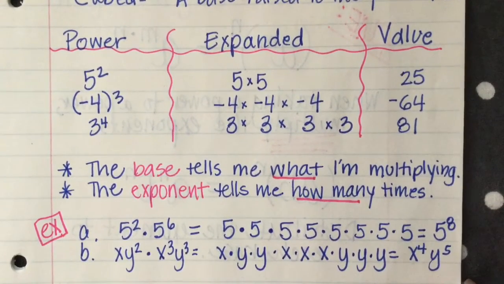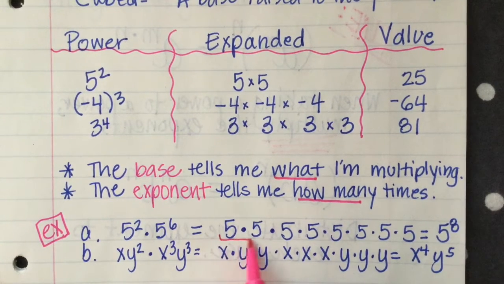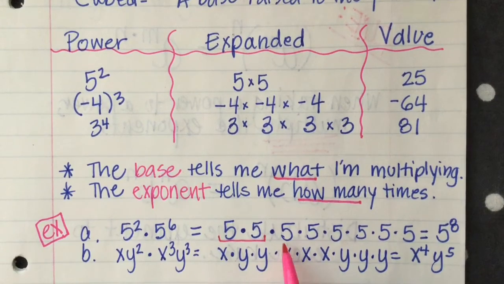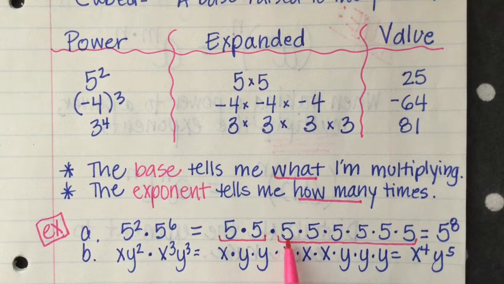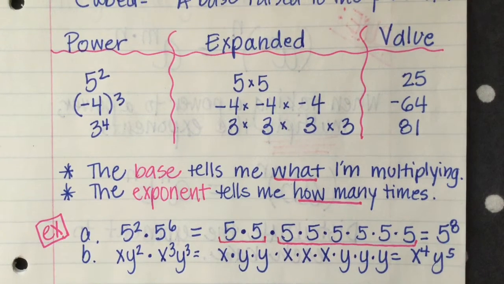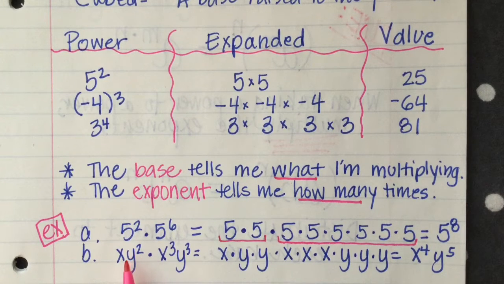Here are 2 examples that were from that video. So 5 squared times 5 to the 6th. If I write that out, here's my 5 squared, so 2 of them. And here is my 5 to the 6th, or 1, 2, 3, 4, 5, 6 of them. Altogether, that meant that I had 5 to the 8th because I had 8 of these 5s I was multiplying together.